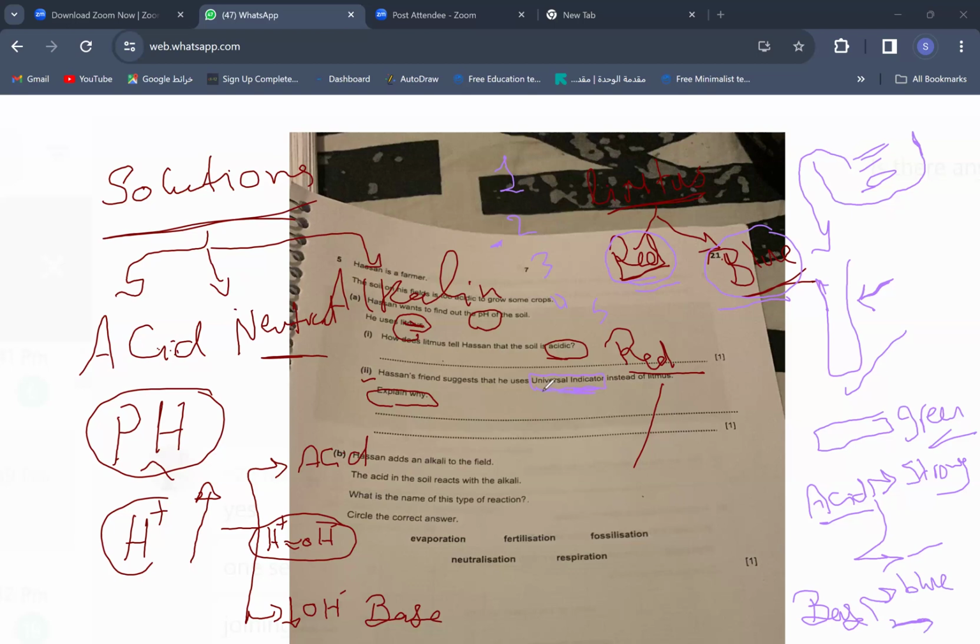That's why when we talk about the universal indicator, yes, of course the universal indicator is more specific because it identifies the pH with its value, with its true value.